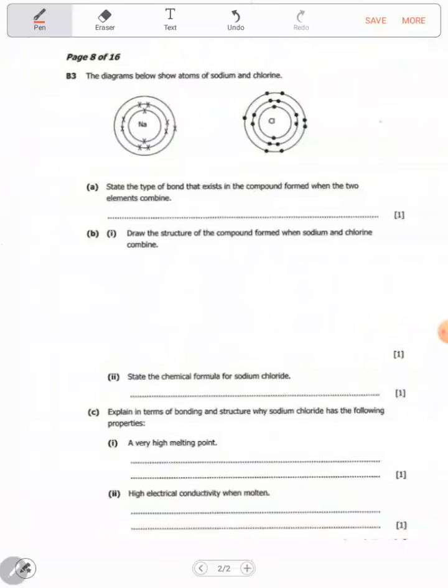B3 says the diagrams below show atoms of sodium and chlorine. This is sodium, that's chlorine. State the type of bond that exists in the compound formed when the two elements are combined. Now, keep in mind, sodium is a metal, chlorine is a non-metal. So when a metal and a non-metal combine, they form an ionic bond. All right? So this is ionic bond. Don't say bonding, eh? The question says bond. The other name for ionic bond is electrovalent bond. Either way is correct.